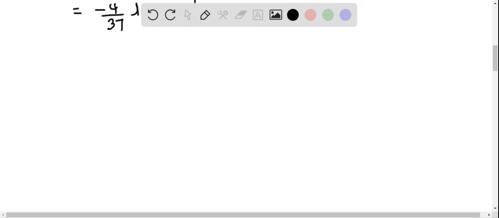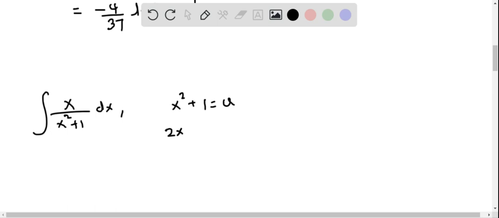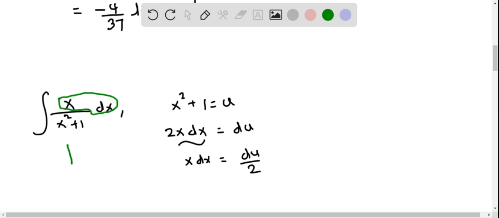So the second integral is x over x squared plus 1 dx. Here I use u substitution. I'm going to put x squared plus 1 equals u, and I take the differentials on both sides, so I get 2x dx equals du. Now I solve for x dx: I have to divide both sides by 2, so I get x dx equals du by 2. And this means I can replace this numerator expression, x dx, with du over 2.